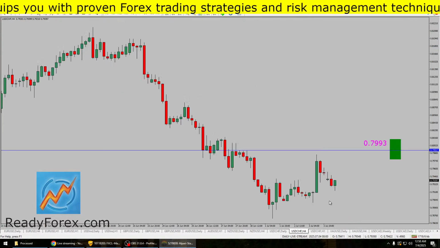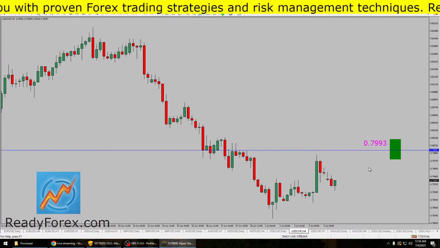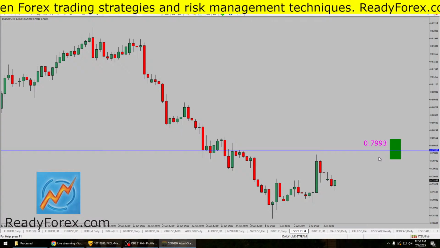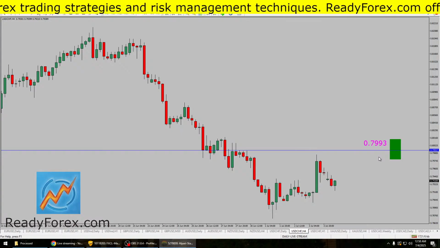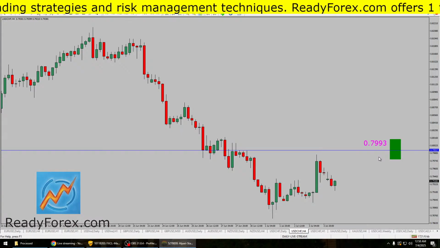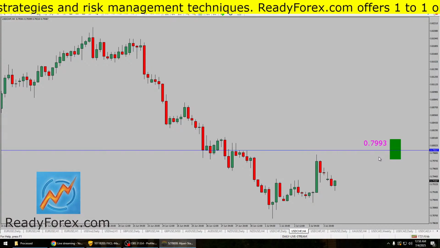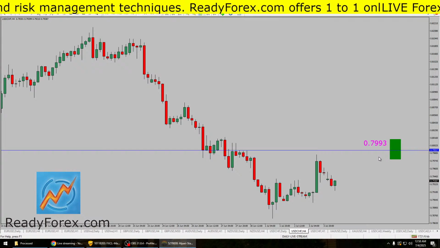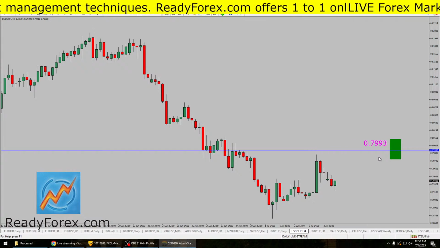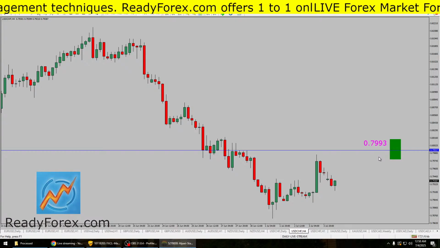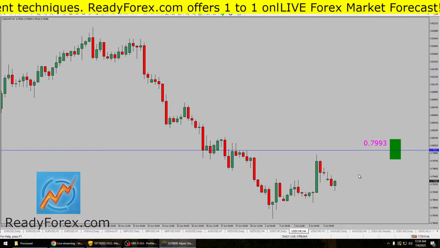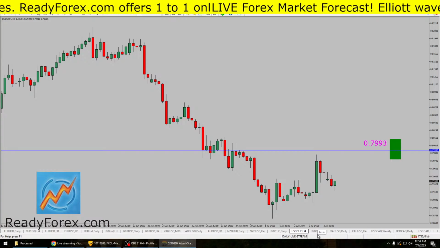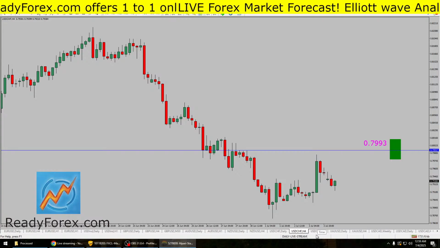Okay, so let's go over to a 4-hour time frame. Now inside 4-hour time frame, we have this resistance level over here at 0.7993 area. So if market really wants to change the trend, then we should get a bullish candle close above 0.7993 area. Otherwise, it is still a downtrend, and price action could still go lower.